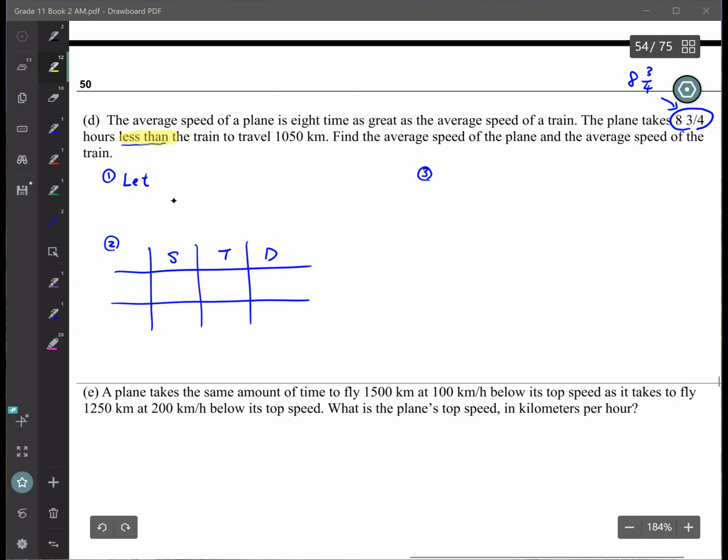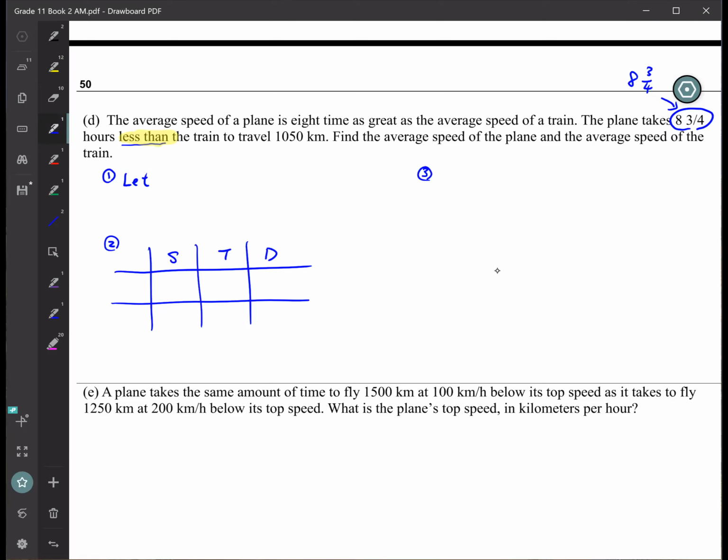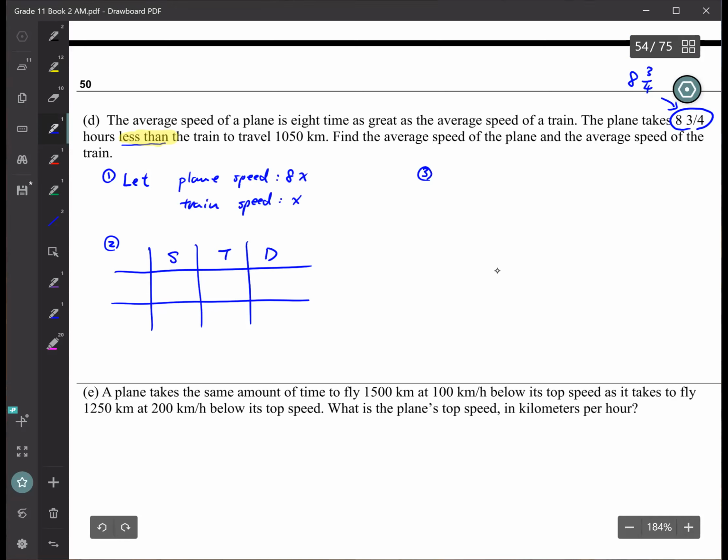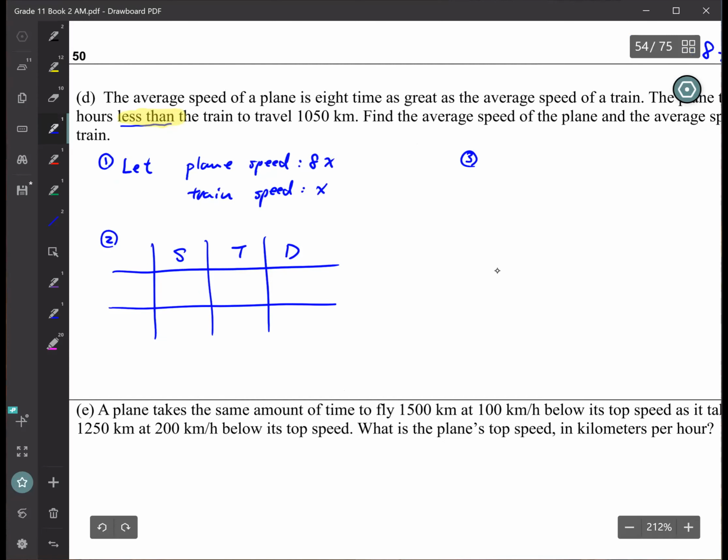Let's go over 1 and 2. So the let statement. Colin, what's your let? Let speed of plane be 8x and let speed of train be x. Okay, so plane speed is 8x and train speed is x. We can keep in mind the plane is faster and the train is slower, normally. Unless we get a... does the train ever get faster than the plane? Okay, maybe in the future.